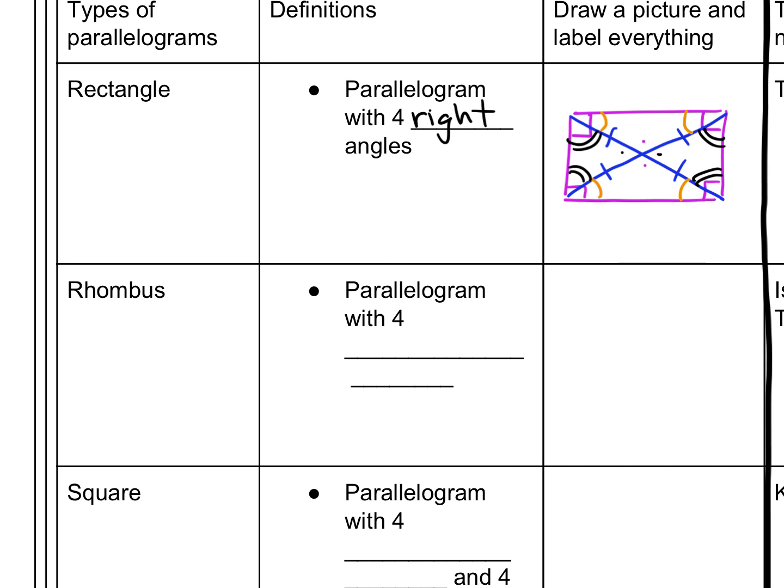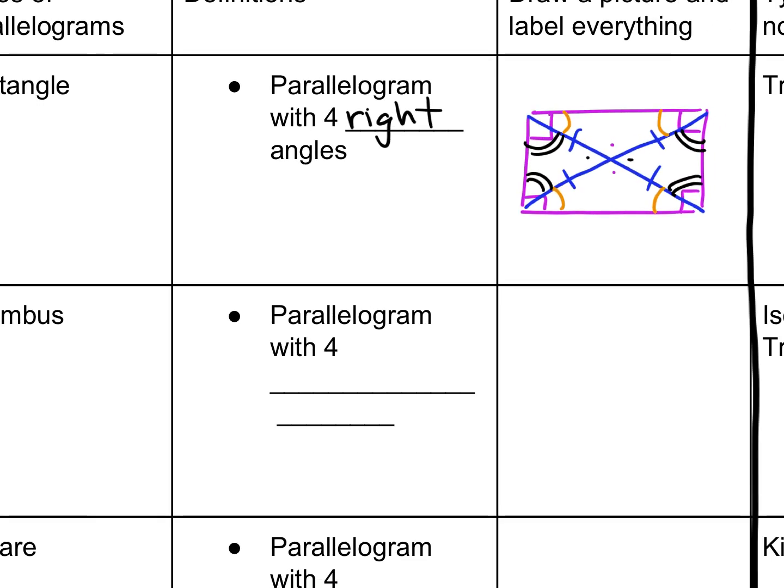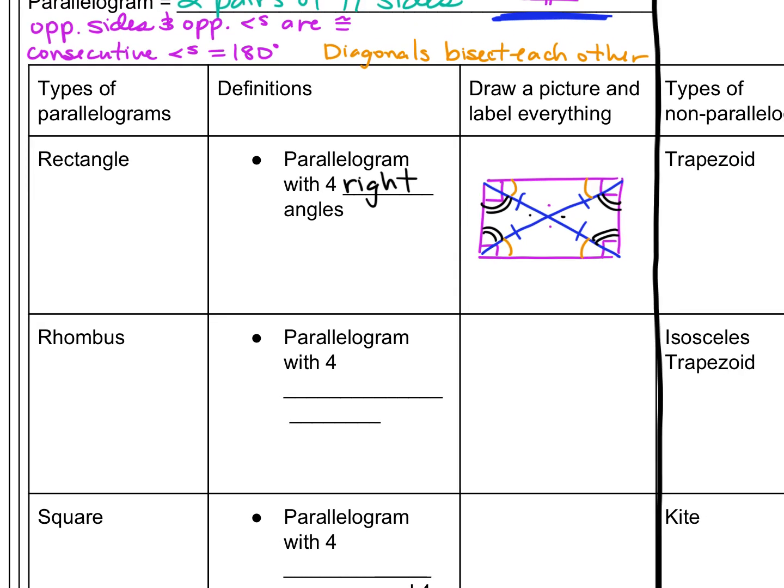What makes something a rhombus? Four congruent sides. Four congruent sides. Okay, so a rhombus might look something like this with four congruent sides. We learned two theorems about rhombuses. Can anyone tell me one of the two?